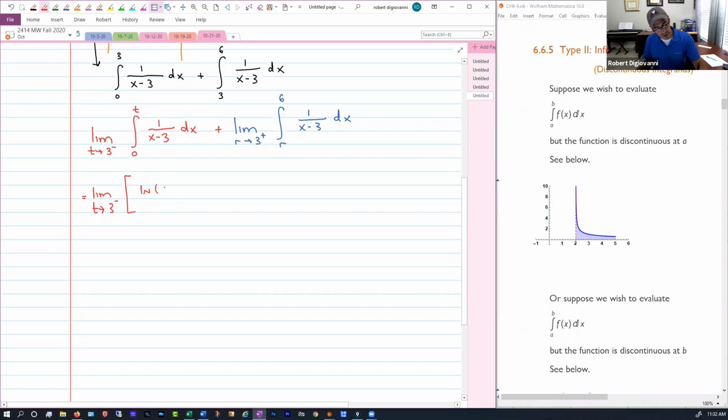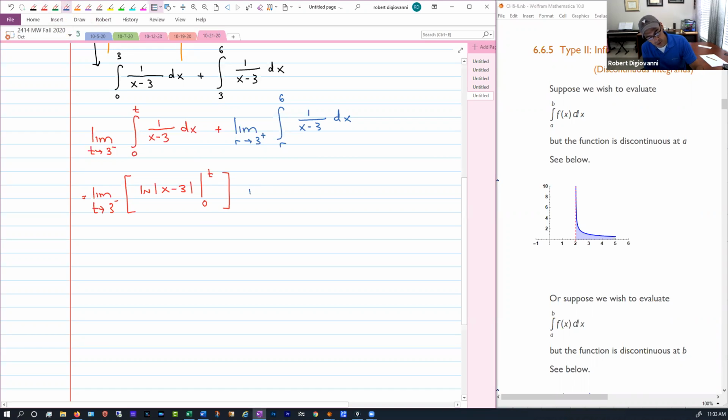Just imagine if you plug one into the answer. If I just left this as x minus 3, then if I plugged in 1, I would get a negative in there, right? So we do need the absolute value this time. A good rule of thumb is to always leave it there. If you don't want to ever get in trouble with it, just leave it all the time. Okay, and then we're going to go from 0 to t here.